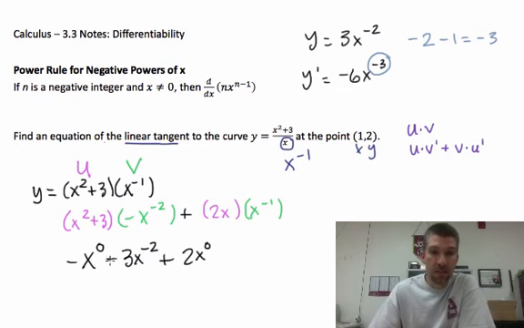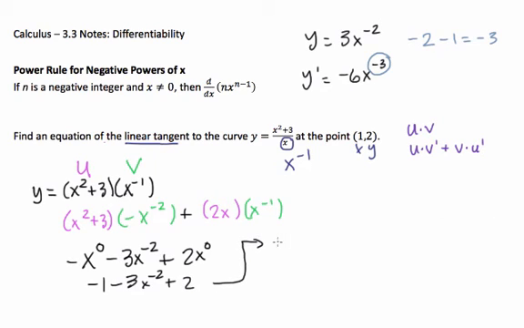What does this mean for us? That means anything to the 0 power becomes the number 1. Anything. So what we're going to end up with is -1 minus 3x to the -2 plus 2, which will give us for a final answer -3x to the -2 plus 1. Now, this is a good answer, and this is what our derivative looks like. But sometimes you will run into a teacher or a professor who doesn't like to see a negative exponent in the numerator.